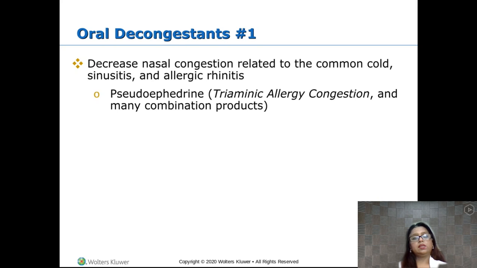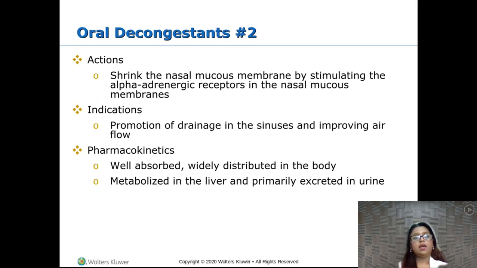Oral decongestants decrease nasal congestion related to the common cold, sinusitis, and allergic rhinitis. Pseudoephedrine is one of the examples. Oral decongestants shrink the nasal mucous membrane by stimulating the alpha adrenergic receptors in the nasal mucous membrane. Indications: promotion of drainage in sinuses and improving airflow.